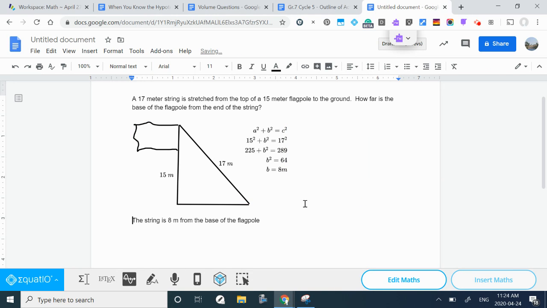So there is a quick little tutorial on how to use MathSpace to draw pictures and show your work. When you get to the Pythagorean theorem word problems, make sure that you go back to this video every now and then to remind yourself what to do.